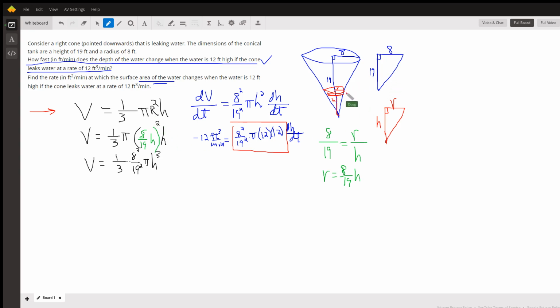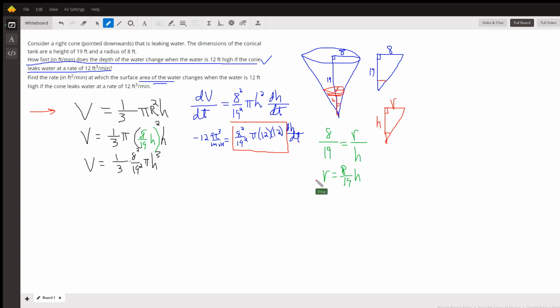So it's similar triangles. You can picture the big blue triangle as 8 by 19 with legs, and the little right triangle formed by the water with R and H as its dimensions. These triangles are similar because they both have a right angle, and they share this angle right here. So by angle, these triangles are similar, which means corresponding sides are in proportion. So 8 is to 19 as R is to H.